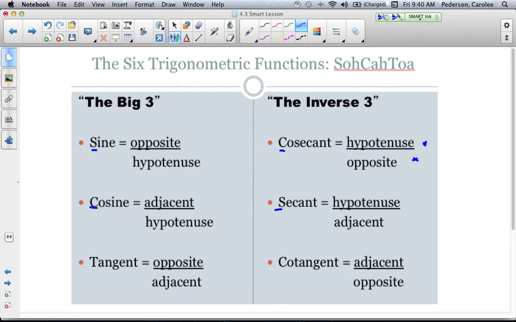Make sure you have those 6 trig functions in your notes. We're going to use them a lot in this section.